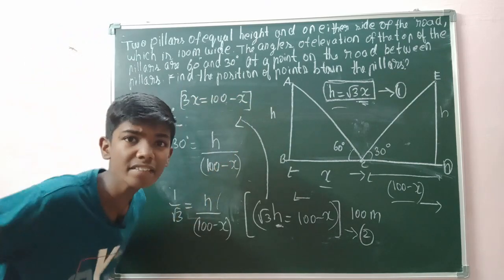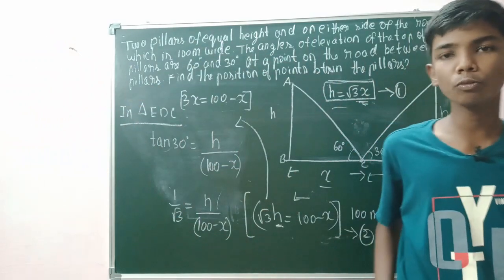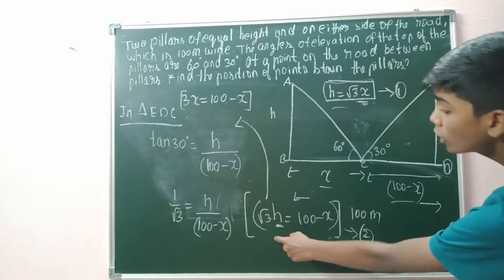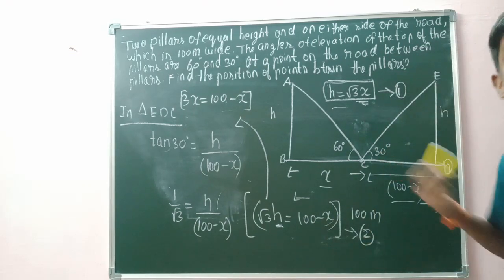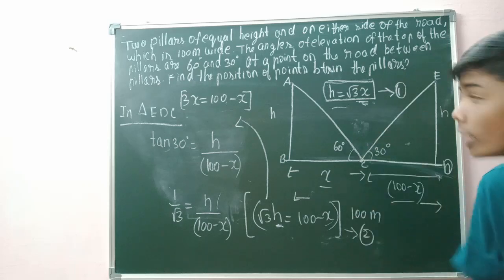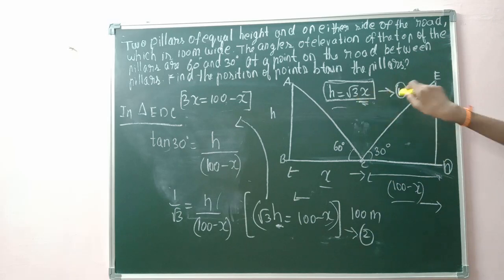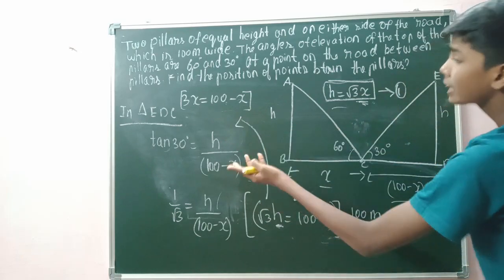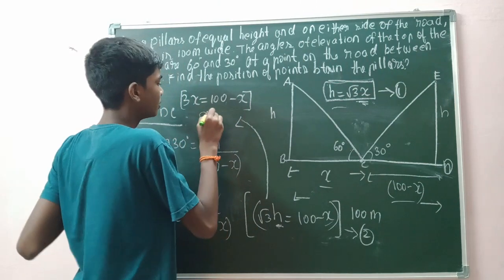People, very simple. Initially I found that h is equal to root 3x, which I kept as equation 1. Now I'm working with root 3h equal to 100 minus x, and we are supposed to find this x. So I replace h using h equal to root 3x. Root 3 into root 3x is 3x, which is equal to 100 minus x, which implies that x is equal to 25.